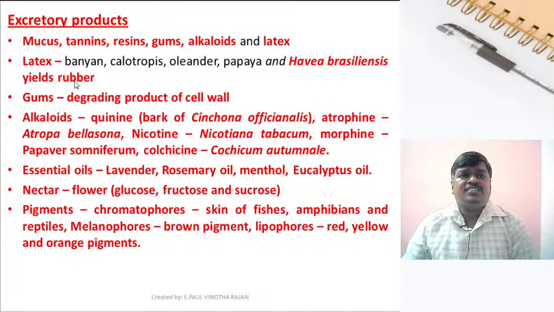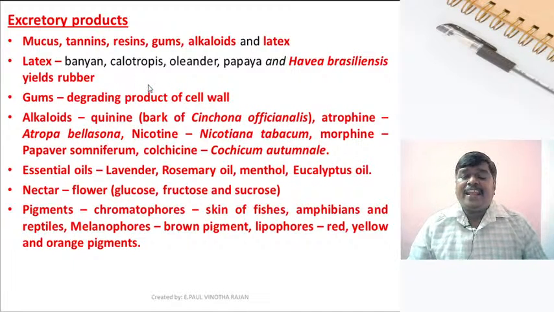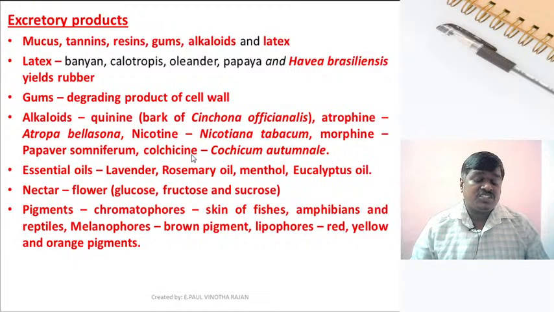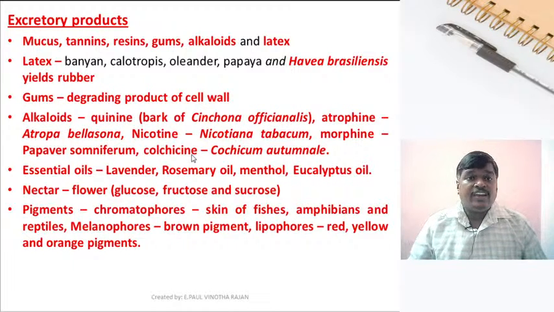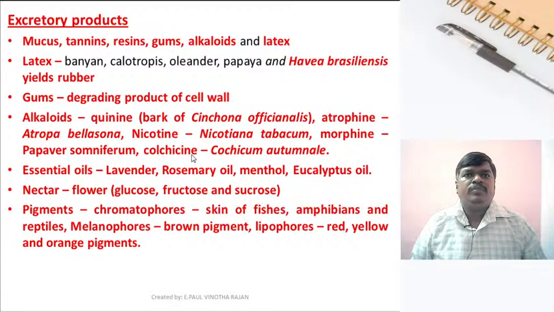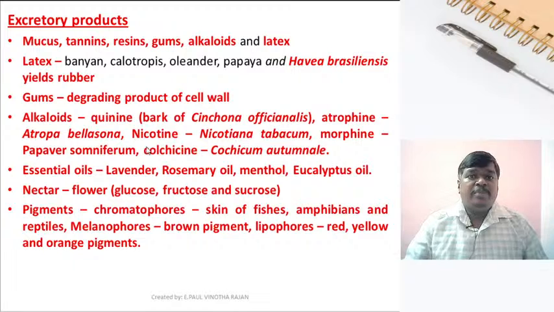The latex is found in banyan, calotropis, oleander, papaya, and also Hevea brasiliensis. This is a rubber tree which yields rubber. Gums: the gums in the case of the moringa plant, and in pine and casuarina, you can see some gum-like substances excreted out from the stem. That is a product of the cell wall.